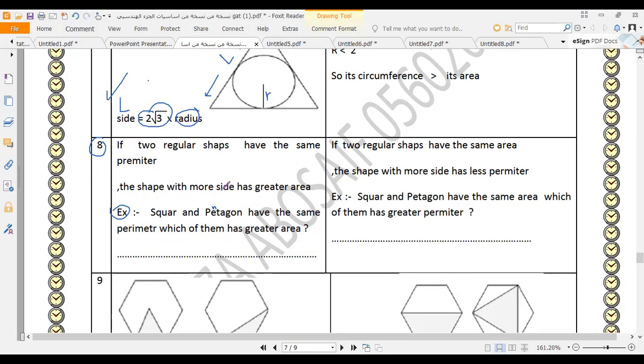Go back again to the note. Okay, read it again and then try to solve. How many sides in the square? You have here 4 sides. How many sides here? You have 5 sides.